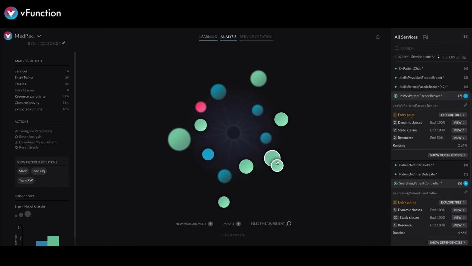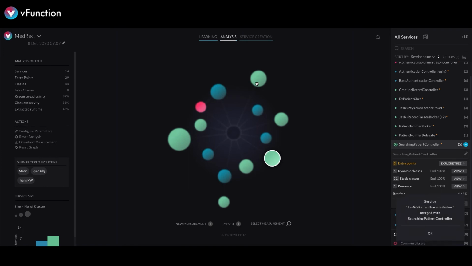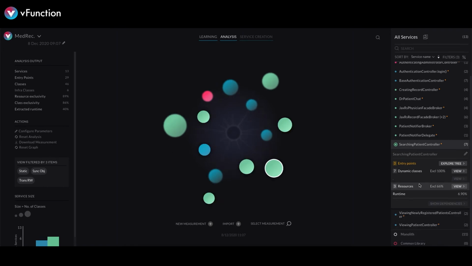Let's merge it by dragging one sphere on top of the other. The analysis is merging the two services. The static analysis takes a bit more time to complete. Now we have one service for searching patients with 100% class exclusivity.